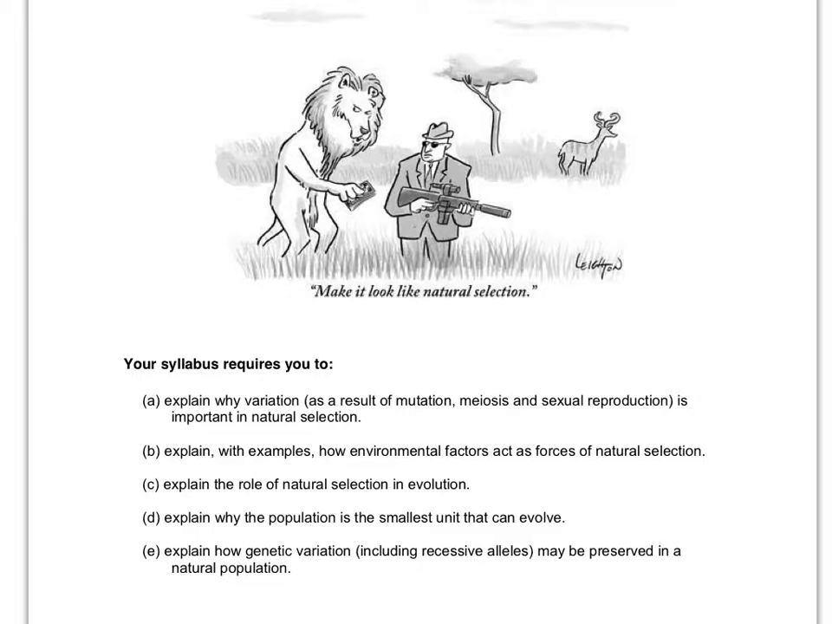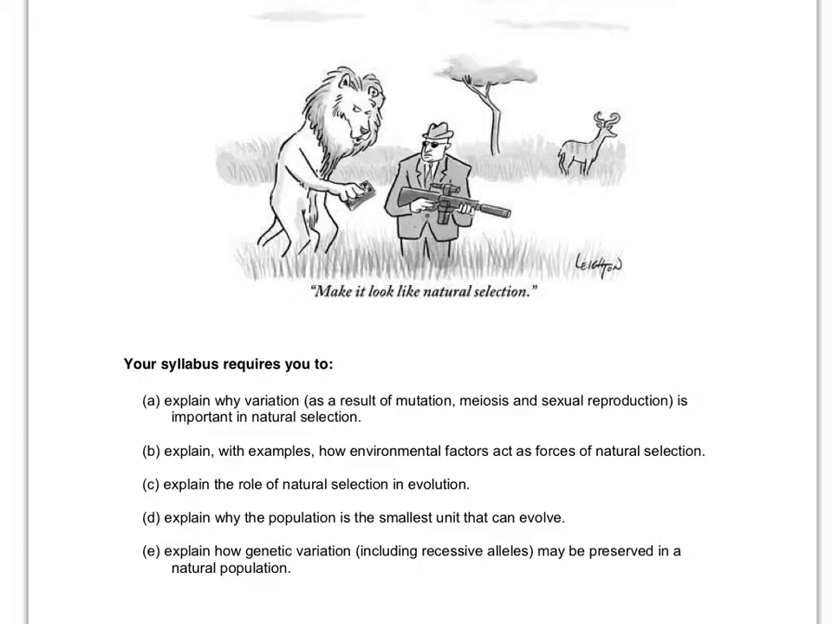you have already covered E before. Is it very loud? Is that better? You have already covered the first part before, which is on variation. So you know you have genetic variation as a result of mutation, meiosis, and random mating during sexual reproduction. And how is that important for natural selection?